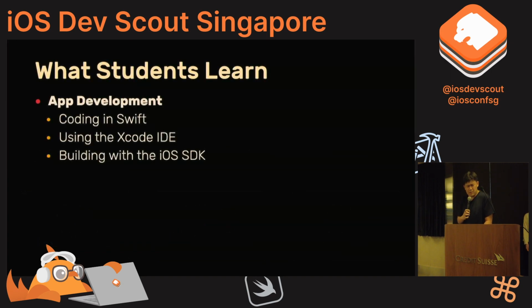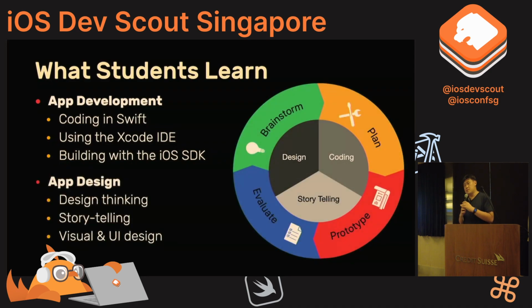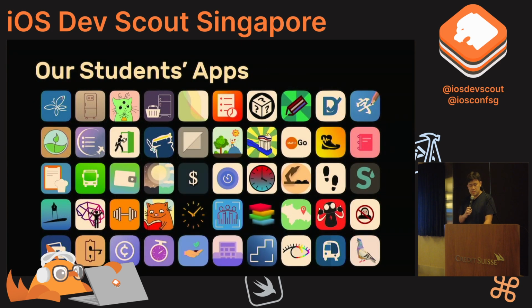And these are what students learn. I don't think it's anything too surprising, right? So you code in Swift, you use the Xcode IDE, you build with the SDKs. Along the way, of course, it's not just about building apps. You have to make things that people want, right? So we do bring in folks from industry, any of you interested in coming in, to actually talk to the students about what they've learned, about building things that people actually want, and telling the proper story, just building an app that people actually want to use and download. So these are some of the apps that you can find on the App Store.